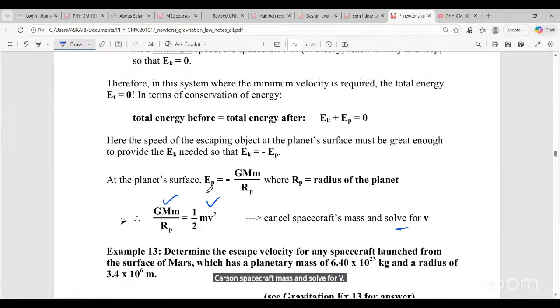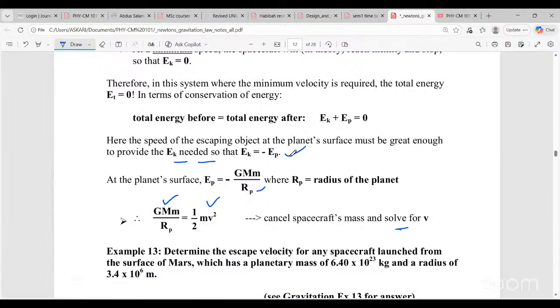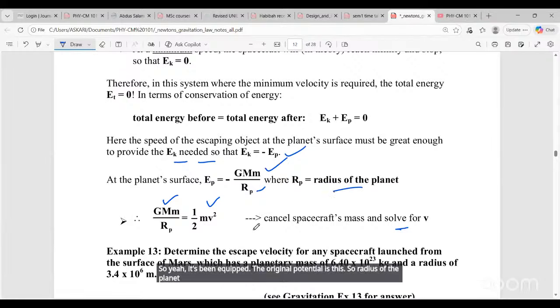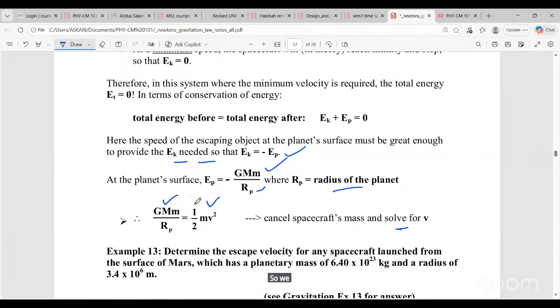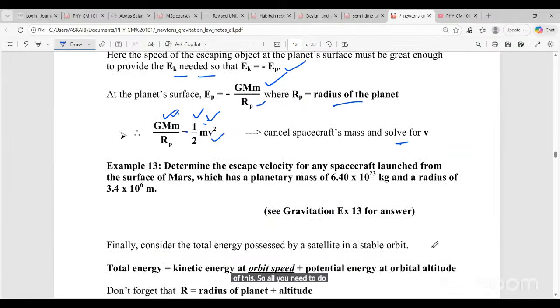At the planet's surface, you have this. Here, the speed of an escaping object at the planet's surface must be great enough to provide the kinetic energy needed. So here it's been equated. Gravitational potential is this, and the radius of the planet is this. We equate the gravitational potential to the kinetic, the two equated together. So determine the escape velocity. All you need to do is to make V the subject of the formula.